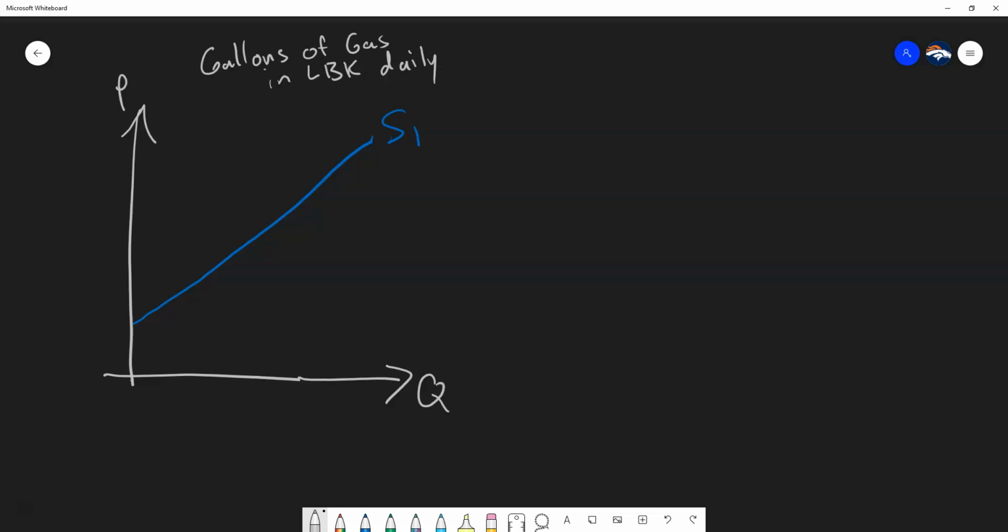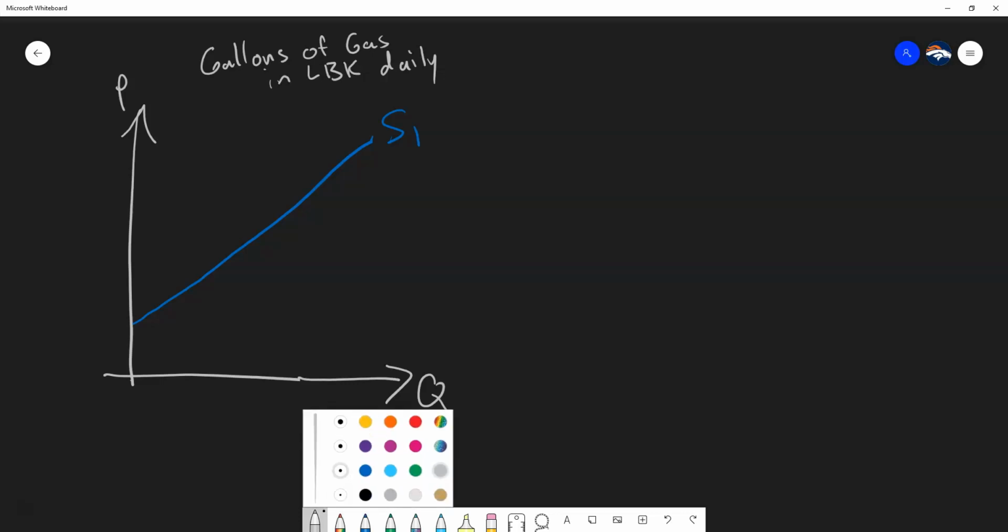All right, so there's a positive relationship between price and quantity supplied, and that's because as a business is able to charge a higher price, they want to produce more. Their goal is to maximize profit. So as that price goes up, they want to produce more.